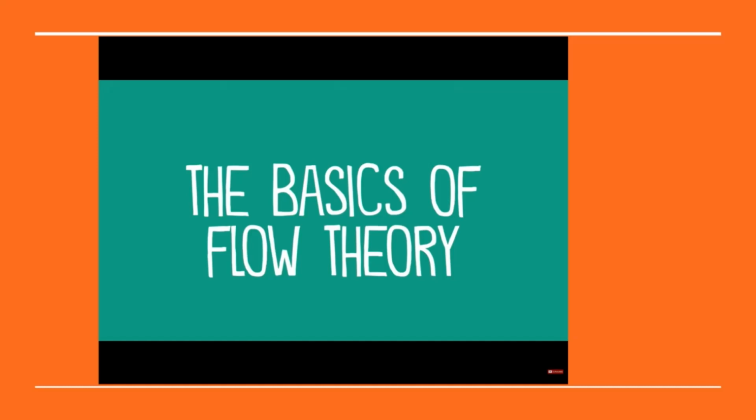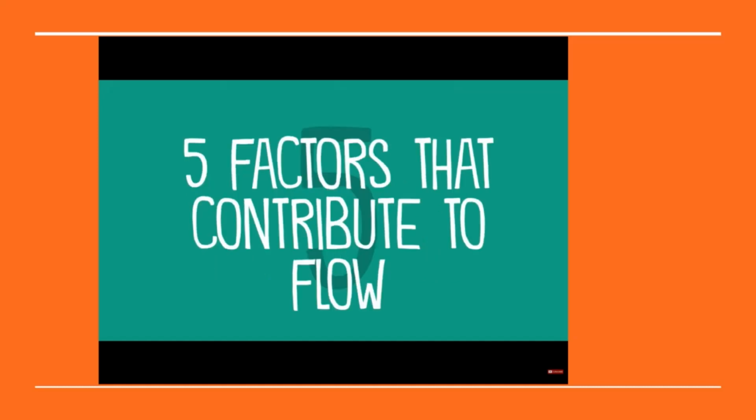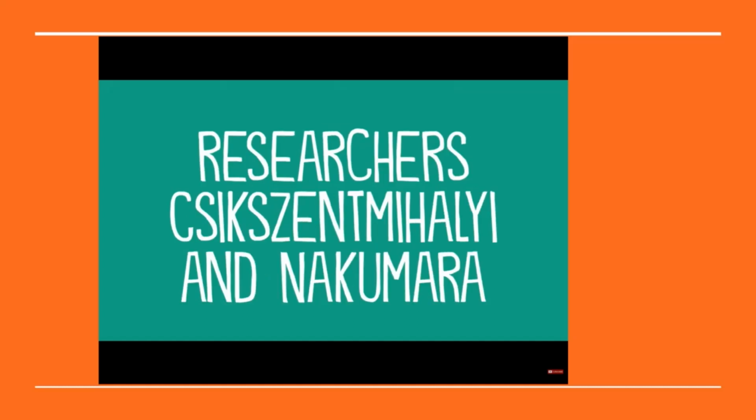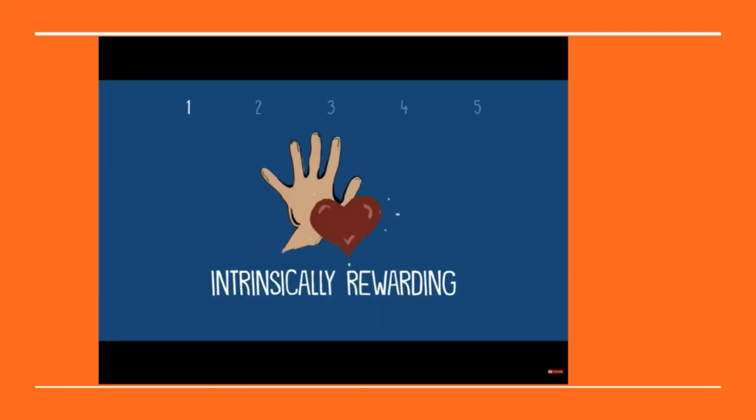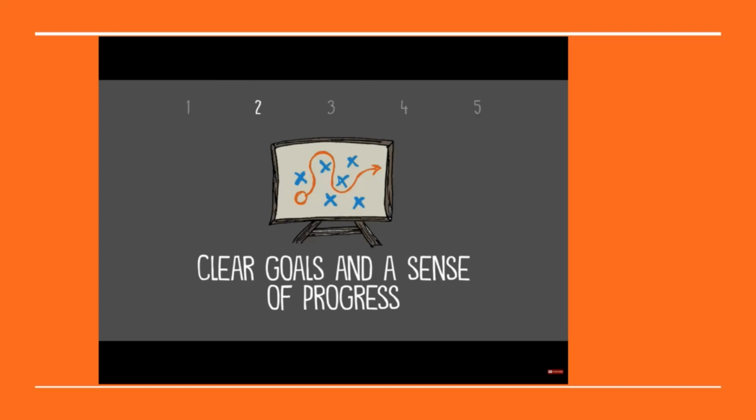Researchers do not have one single working model for flow theory, but there are a few factors that the theorists have described as being vital for achieving the state of flow. Number one, it needs to be a task that you find intrinsically rewarding. You're not going to hit a state of flow while necessarily mowing the yard or cleaning toilets, unless that's your jam. Number two, you need clear goals and a sense of progress.